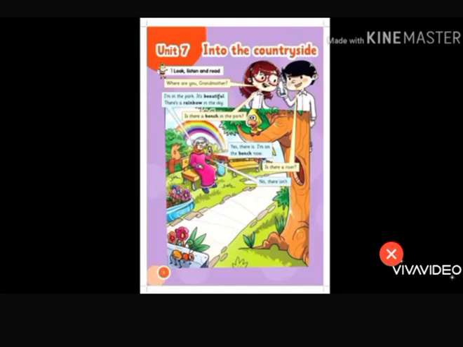Please open your book, page 2, unit 7, Into the Countryside. Countryside means ريف. So, Into the Countryside means في الريف.